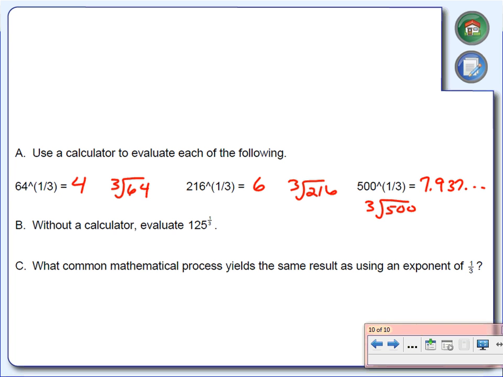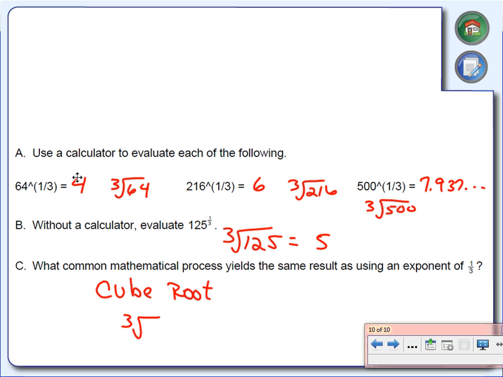So let's see if we can do the next one without a calculator. 125 raised to the 1/3 power, which is just asking you what is the cube root of 125. Anybody think they know the cube root of 125 without a calculator? 5. Why would it be 5? 5 times 5 times 5 would give us 125. So down there at the bottom, what common mathematical process yields the same result as using the exponent 1/3? We just said it, it's the cube root, which is this thing right here, cube root.